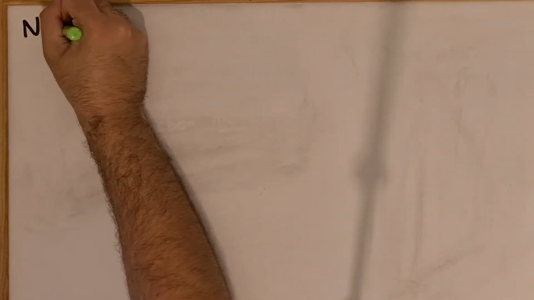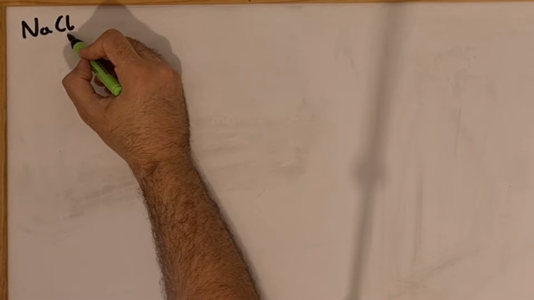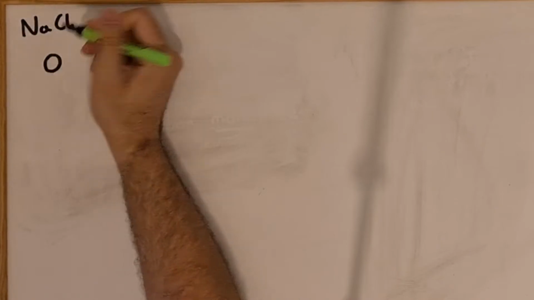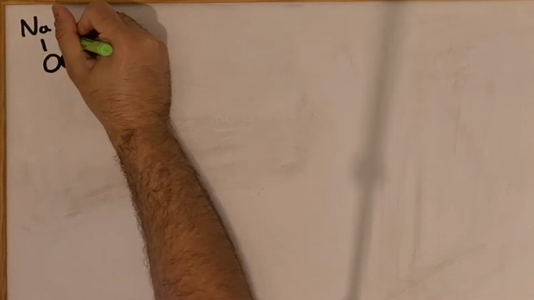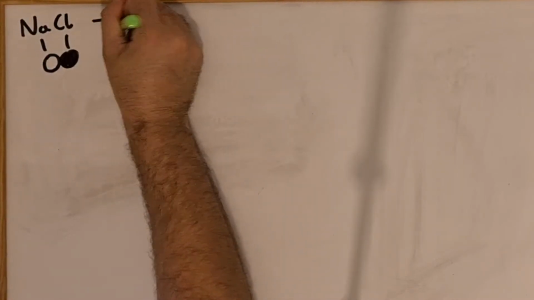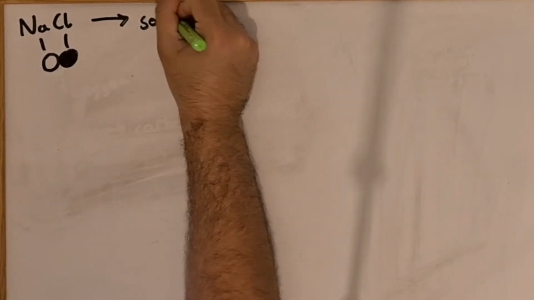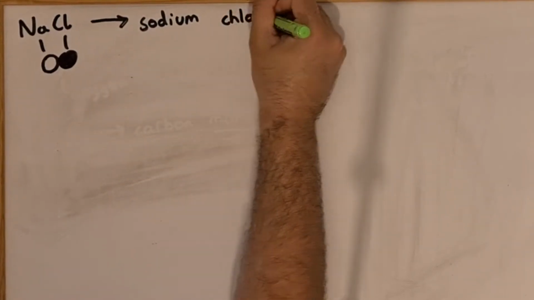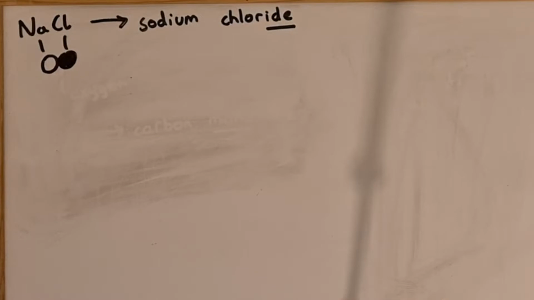Let's start with a simple example, the compound NaCl. Na is the symbol for the element sodium, and Cl is the symbol for the element chlorine. So if I was to draw a diagram of this, we would have one sodium atom for every chlorine atom. To name this compound, we start with the name of the first element, which is sodium, and then we add the name of the second element, which is chlorine, but we change the end of the name to end in IDE. So we call it sodium chloride.